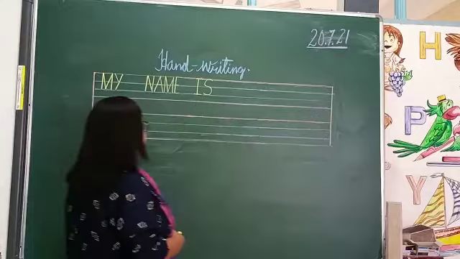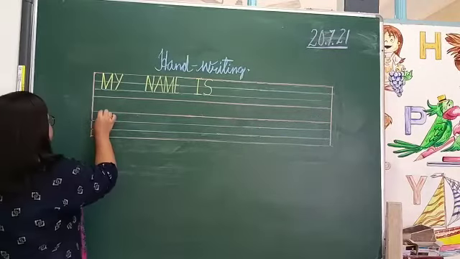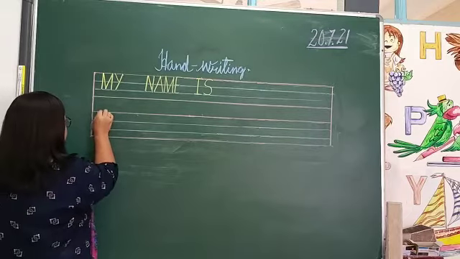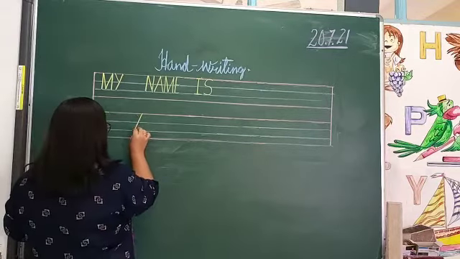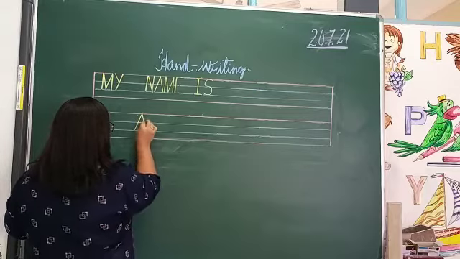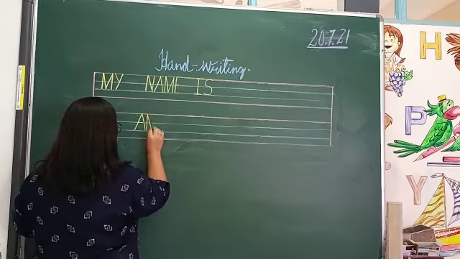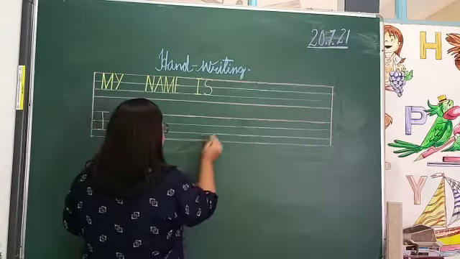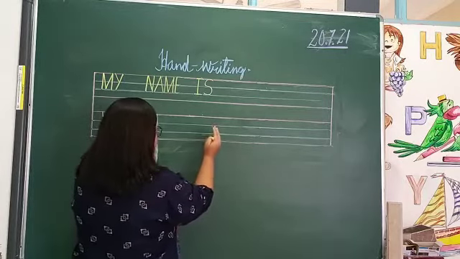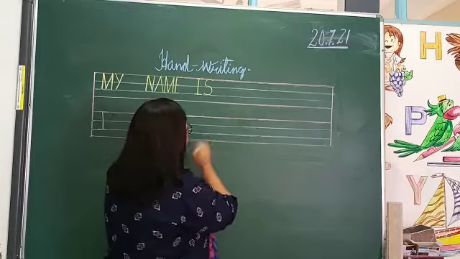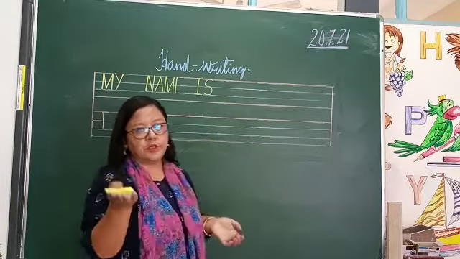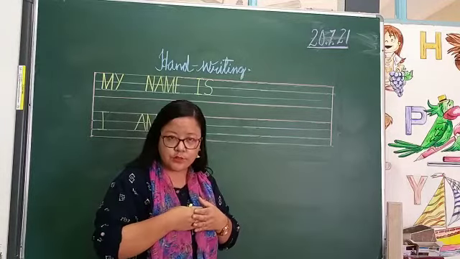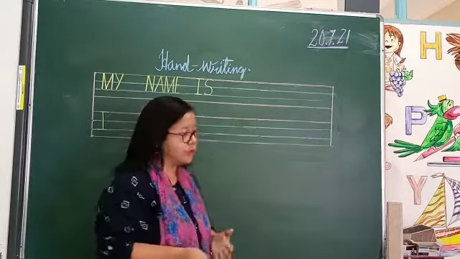Okay. And next line. We will write I, A, M, M. I am. I will leave a gap here so that you can fill your age, or here, how old are you. You will write I am 4 years old or 5 years old.